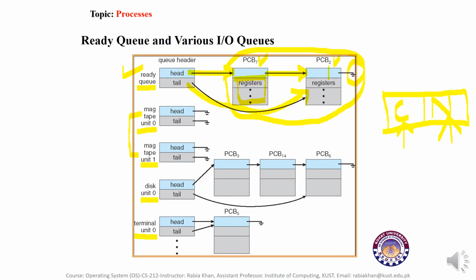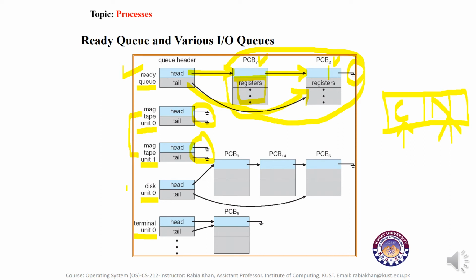In magnetic tape unit 1 and unit 2, that means two magnetic tapes are connected to your system, and here you can see the head is empty and the tail is empty. Both are showing the earthing symbol. That means currently both the magnetic tapes are empty. No process is stored within the magnetic tape.